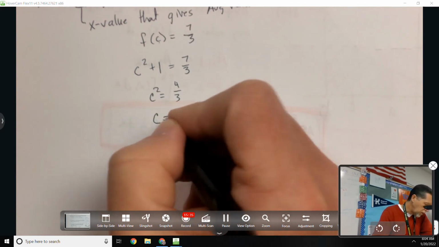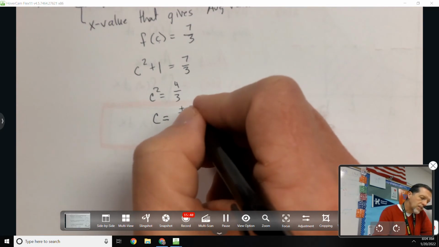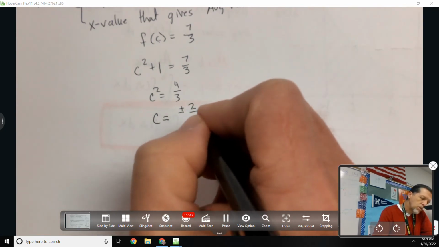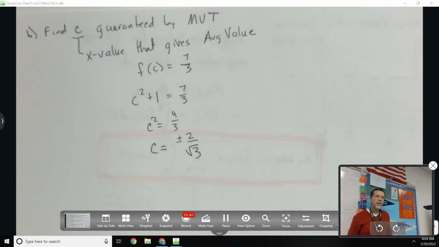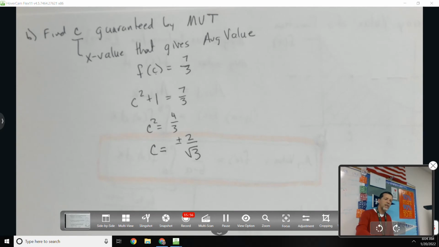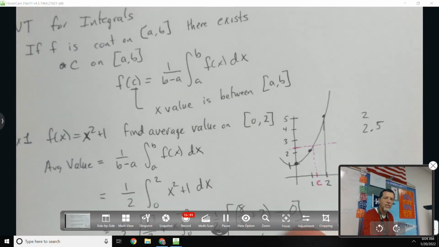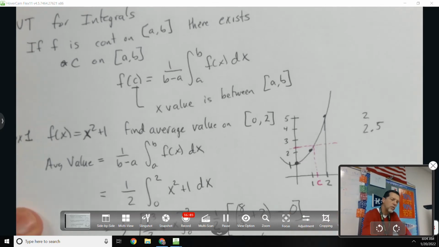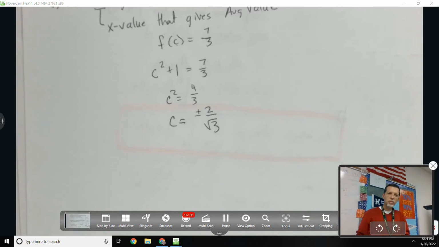If we square root both sides, that would be plus or minus 2 over the square root of 3. What do you think about that answer? Or answers, that's 2 answers. So back at the picture. Think about those 2 answers. It's supposed to be on 0 to 2. Are both of those answers between 0 and 2?